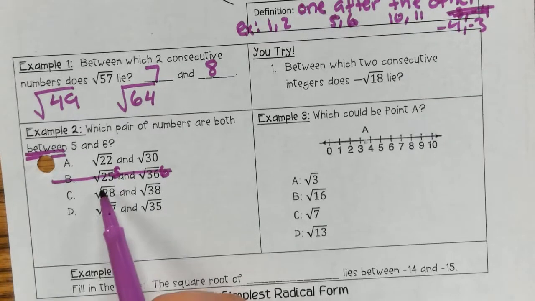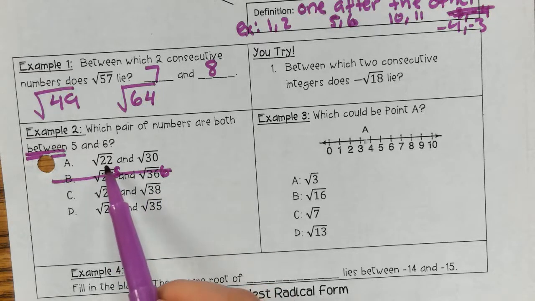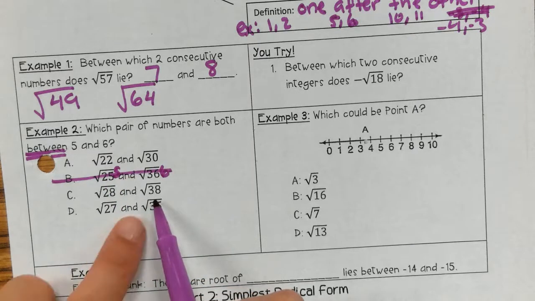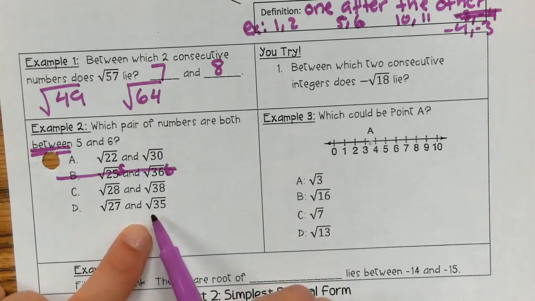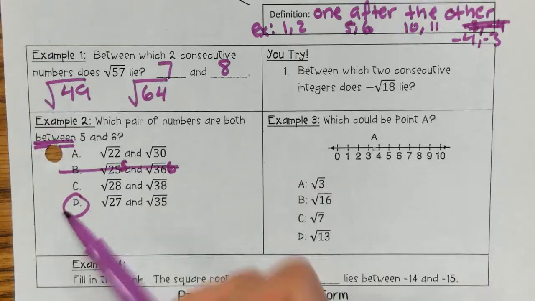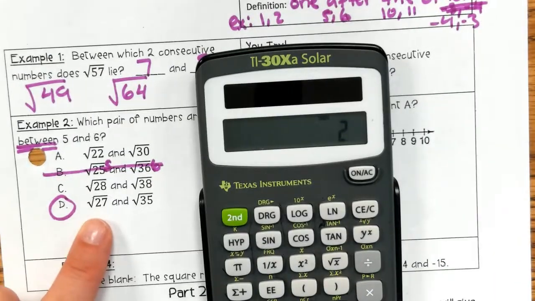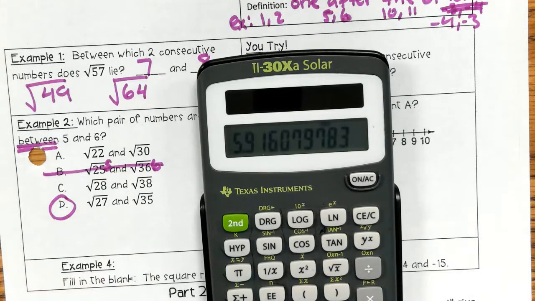So we're looking for square roots between the square root of 25 and the square root of 36. The square root of 22 is too low. The square root of 28 and the square root of 38 is too high. 28 was okay, 38 is too high. The square root of 27 and the square root of 35 are good. We can check our answer just in case. 27's square root is 5.1. 5.1 is between 5 and 6. The square root of 35 is 5.9. 5.9 is between 5 and 6. So D is the correct answer.